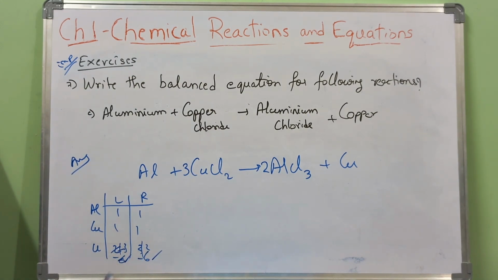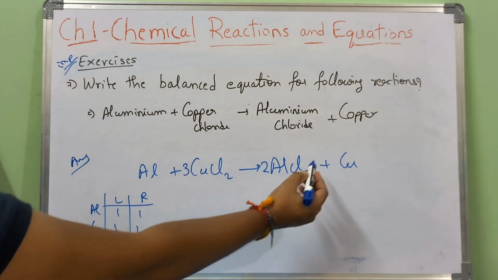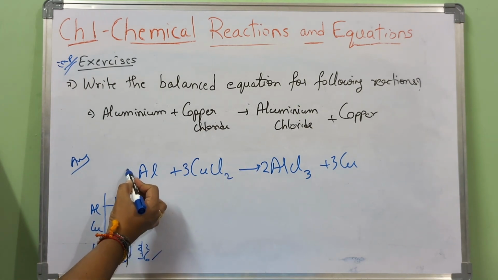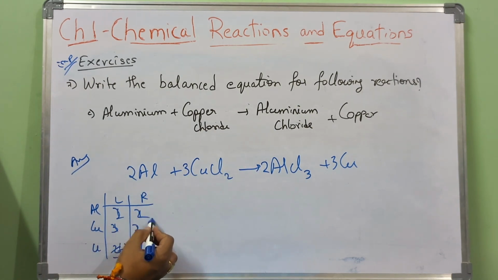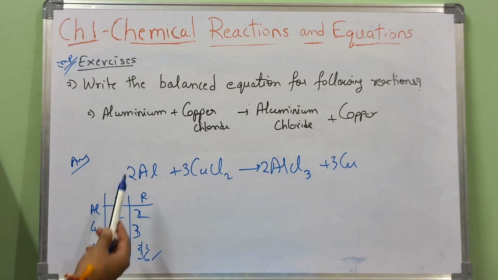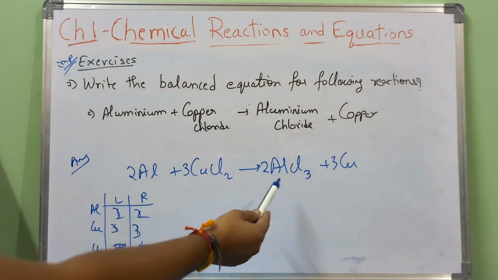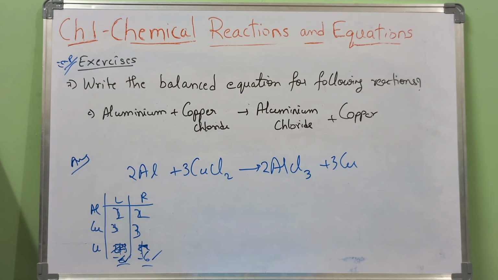Here is copper, here it is 3, there it is 1, so just multiply 3 here, now both became 3. There is aluminum, here it is 1, there it is 2, so just multiply 2 here, so both will become 2. So now cross check again: aluminum 2 and 2, copper 3 and 3, whereas chlorine is 6 and 6, because 3 2s are 6 and 2 3s are 6. So let's go with D question.